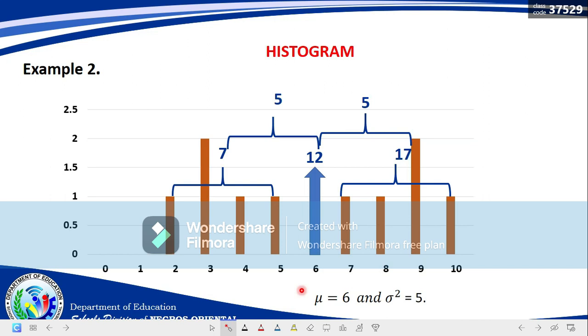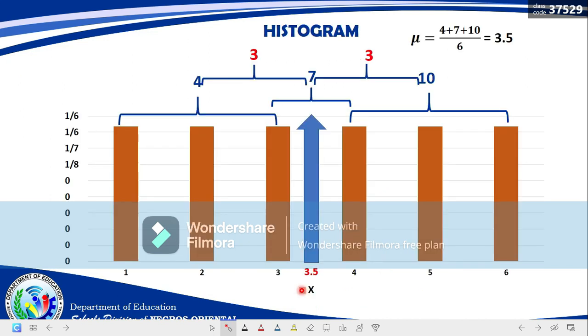Let's take a look at this one. So the population mean is 3.5, the variance is 2.92, which is approximately equal to 3. So if we have this presentation, if you have here 1 plus 3, that is 4, 4 plus 6, that is 10, based on the mean, and this one is 7, that for 3 plus 4 is 7, then 10 minus 7 is 3, then 7 minus 4 is 3. So that is how we are going to look at the variance based on this histogram.